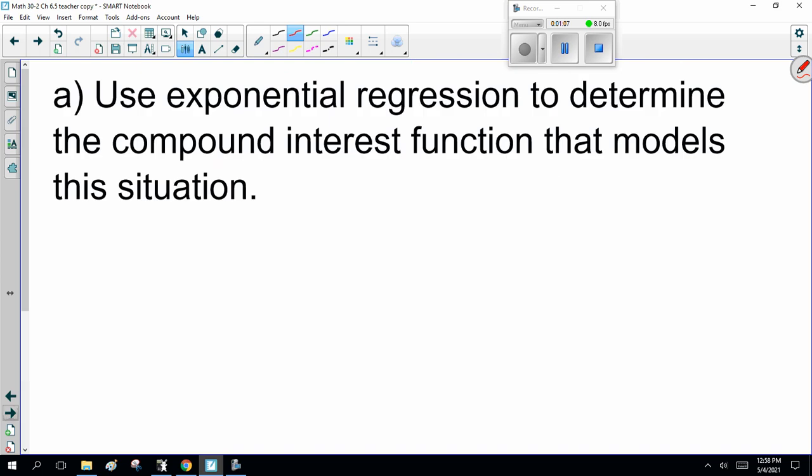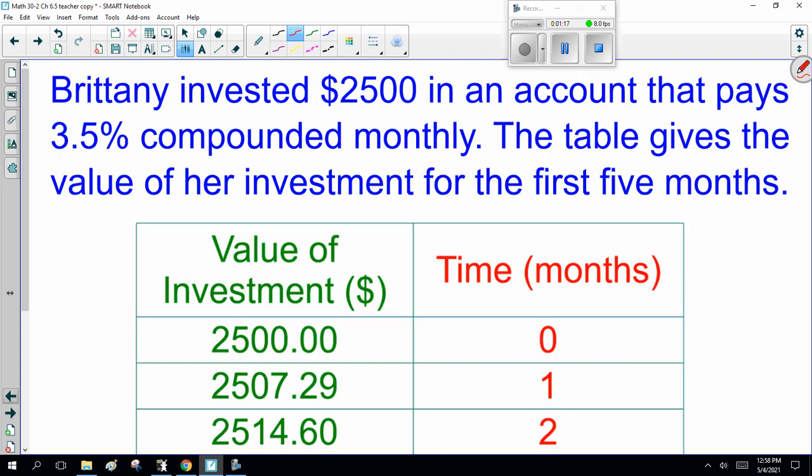Now, the question here is, use exponential regression to determine the compound interest function that models this situation. Okay. So the second thing you have to note is, we have to put this in our graphing calculator to come up with an equation. Careful, time is always x, which is L1, and the value is L2 for y. They deliberately do this backwards sometimes, not to confuse you, but they consider money more important than time. That's my big deal. Alright, so put this in your graphing calculator.